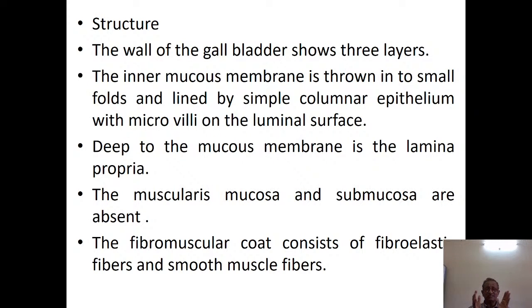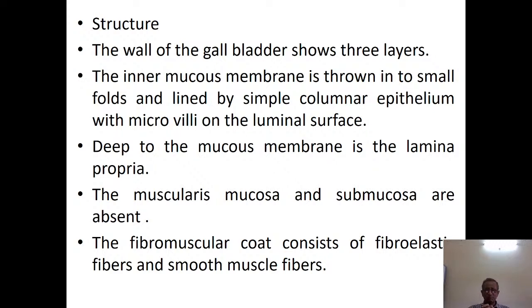So the bile that is secreted in the liver comes to the gallbladder first, and there it is stored, and while it is being stored, the water is absorbed from this bile, and bile is concentrated in the gallbladder. To absorb this water, it has a simple columnar epithelium with microvilli. So the mucous membrane of the gallbladder has simple columnar epithelium with microvilli in order to absorb water and concentrate bile. Deep to the mucous membrane is the lamina propria.